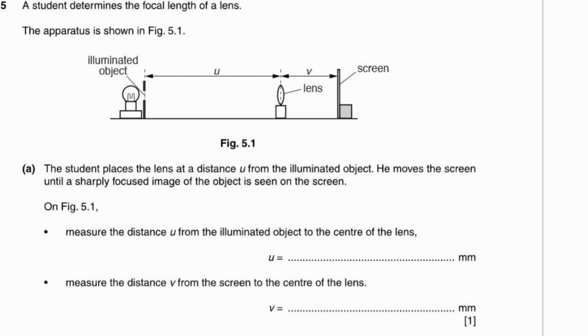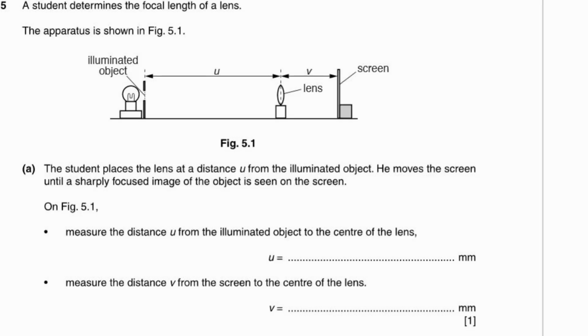Question 5. A student determines the focal length of a lens. The apparatus is shown in figure 5.1. The student places the lens a distance u from the illuminated object. He moves the screen until a sharply focused image of the object is seen on the screen. On figure 5.1, measure the distance u from the illuminated object to the centre of the lens.